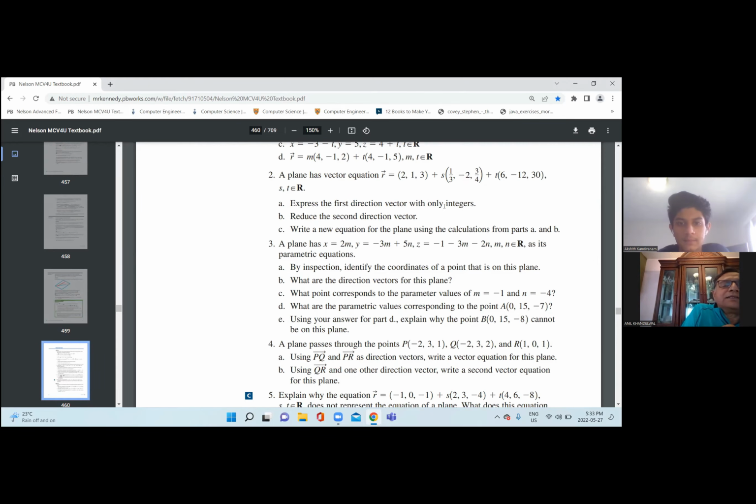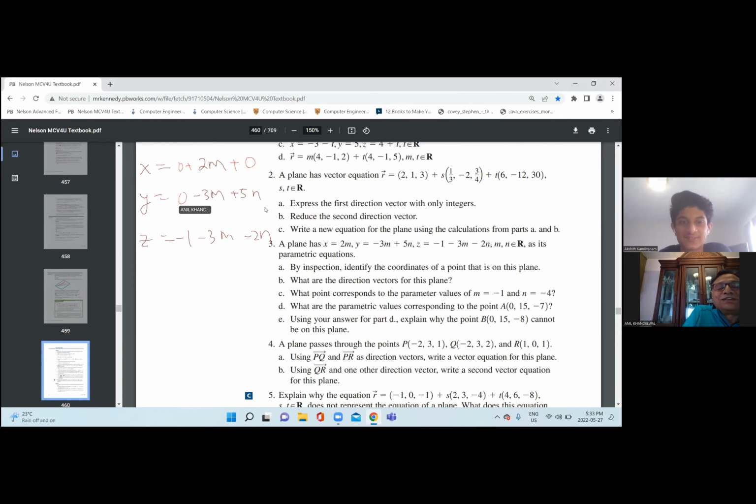Okay. So x is equal to 2m. Think m and n are parameters, right? So 2m, and then we are writing y equals to minus 3m, and then plus 5m. Is that okay? And z is equal to minus 1, minus 3m, minus 2n. Do you see how I wrote? Oh, okay. Yeah. So the verticals are the points.